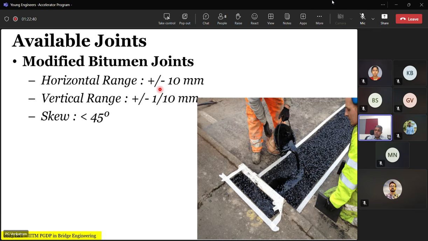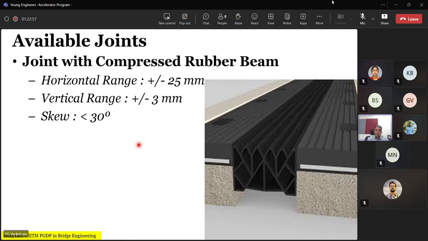But I'm not sure. I have not seen any of them that take 10 mm vertical. I'll verify whether it is 1 to 10 mm or much smaller than that, 1/10 of a millimeter. That's what probably it means. But it can be used on skews because it's a bitumen product, right?